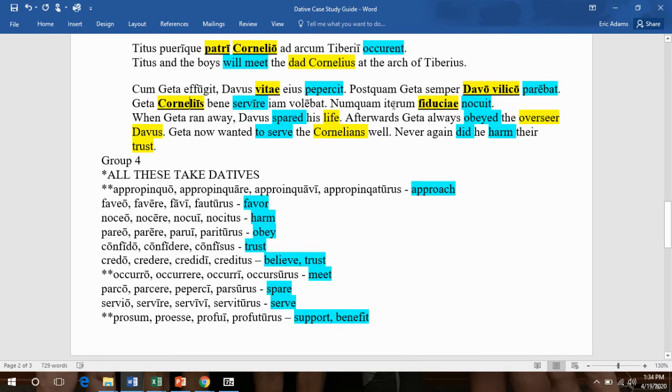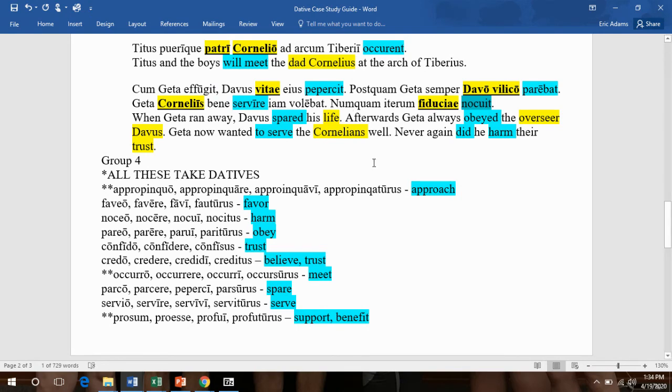Numquam iterum, never again did he harm, has he harmed. Noceo, nocere, nocui, I see the perfect stem, the perfect ending, did he harm the trust again. So never again did he harm their trust. Fiducia, fiduciae is the word for trust or fidelity, I suppose.